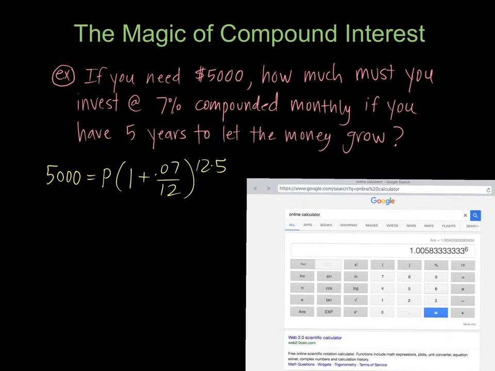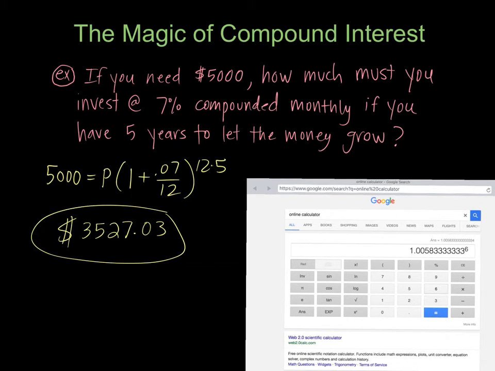And I get 3527. And let's call it 3 cents. Usually these money questions will round to the nearest cent. And there you go. If you want to end up with 5,000, you need to have about 3,500 to invest and let it grow for 5 years.